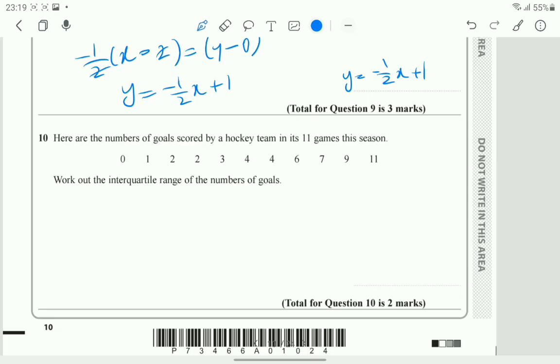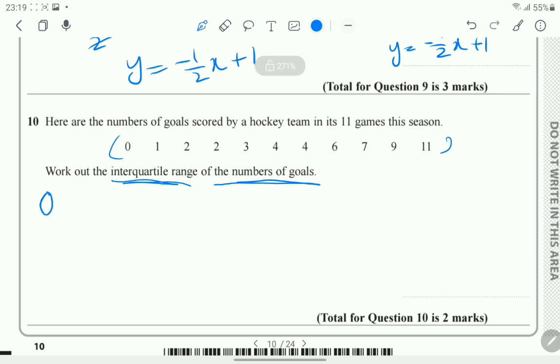Then we have another statistics question. Here are the numbers of goals scored by a hockey team in its 11 games this season. We have the data set of the number of goals they scored. Work out the interquartile range of the number of goals. Now interquartile range is basically Q3 minus Q1. Q3 and Q1 are quartiles. So if this data set is divided into quarters, there would be 4 quarters. Median is what we call Q2 if you didn't already know.